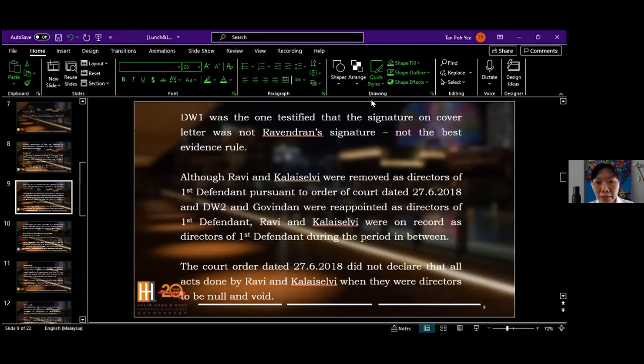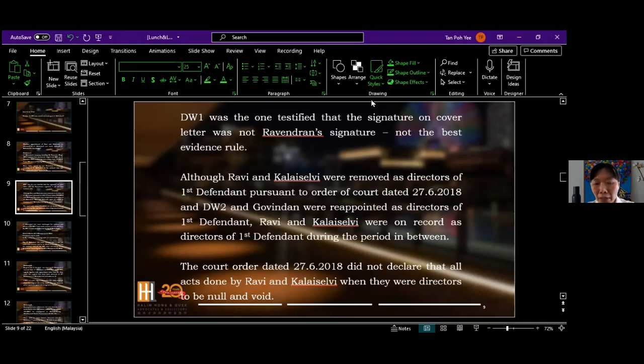Although Ravi and Kalai Selvi were removed as directors of the first defendant pursuant to a court order, they were appointed in 2016, but later pursuant to a court order, they were removed as directors in June 2018. And DW2 is another director, and Govindan, they were removed as directors before being replaced by Ravi and Kalai Selvi. So now remove Ravi and Kalai Selvi, replace them back. That means they are reappointed as directors of the first defendant.